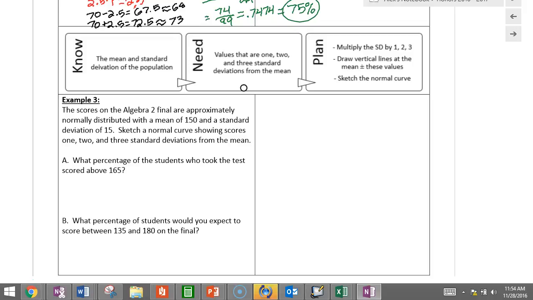The scores on the algebra 2 final are approximately normally distributed with a mean of 150. Yay, mean. Okay. So our mean is 150, and then our standard deviation is 15. Before I do anything, I need to show the scores 1, 2, and 3 standard deviations from that mean.